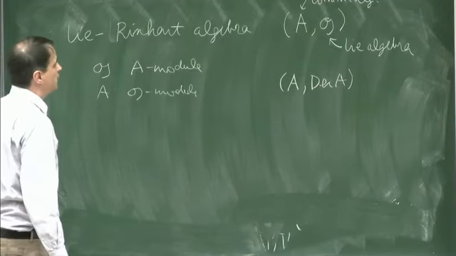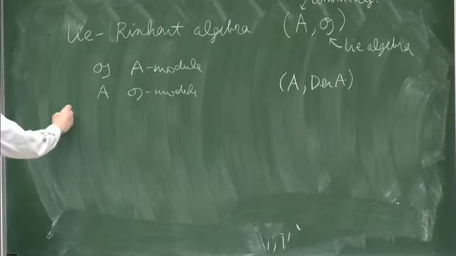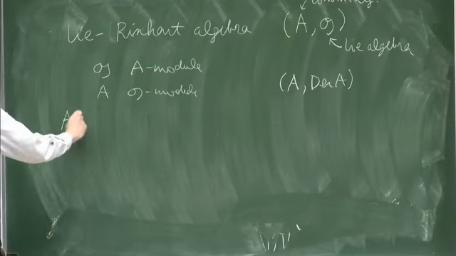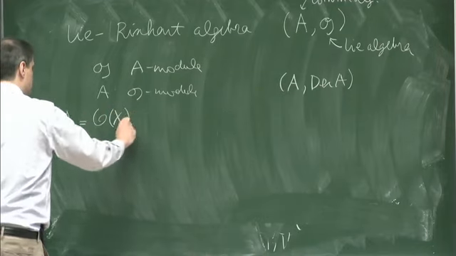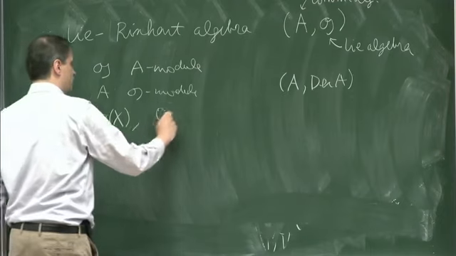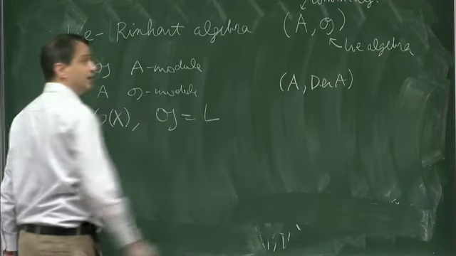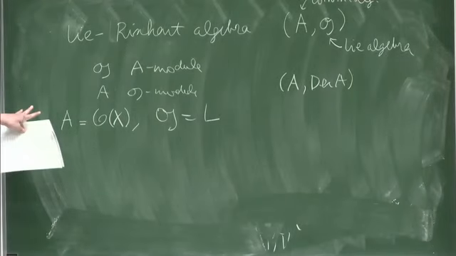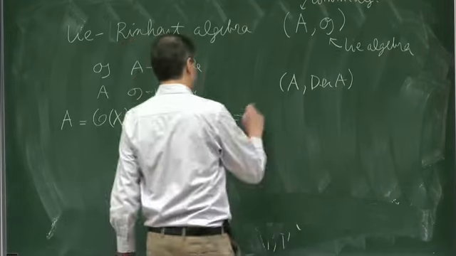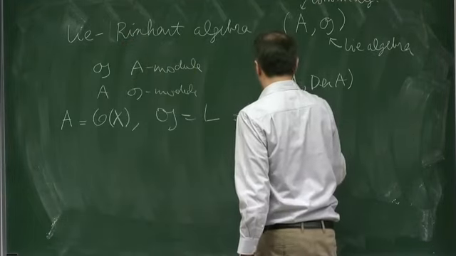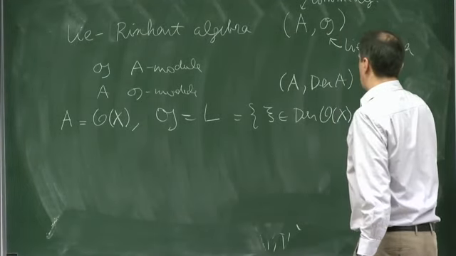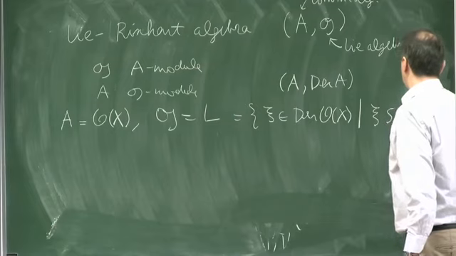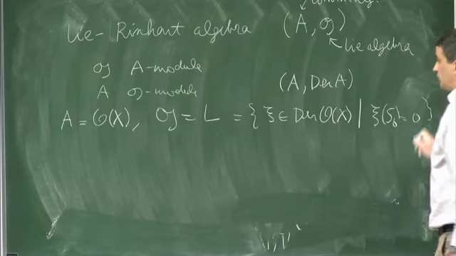And so in our case, we will take A to be functions on X, and G equal to L. We don't use S, we just use S0. So these are the vector fields such that psi of S0 is equal to 0, the algebra of symmetries.